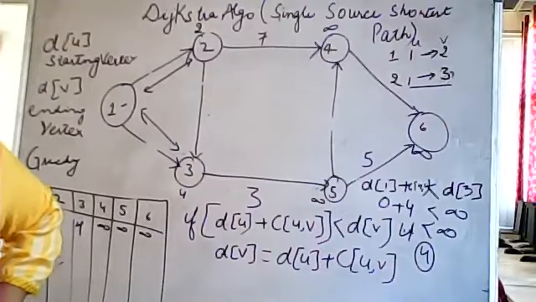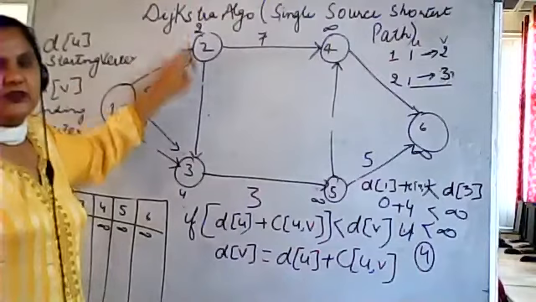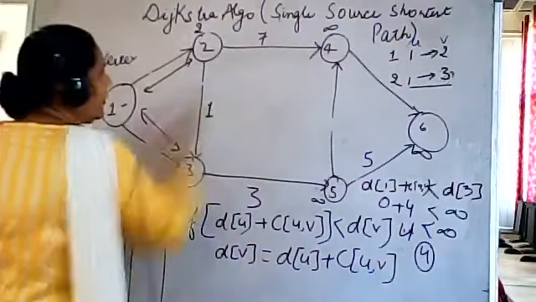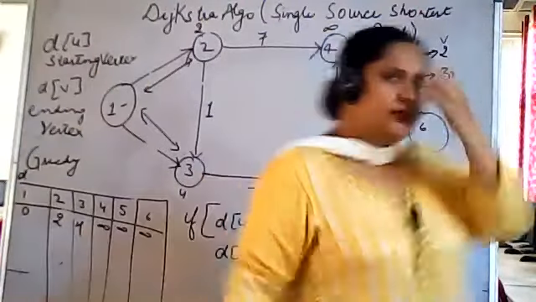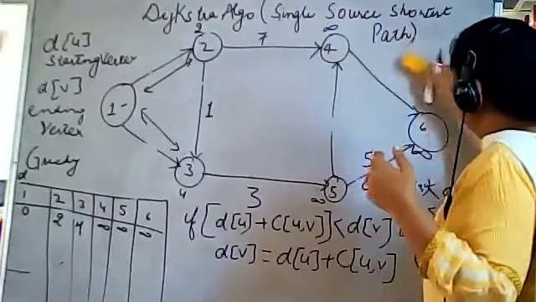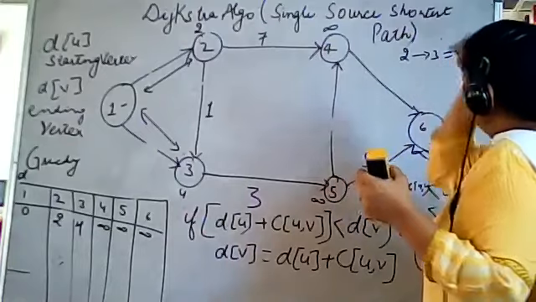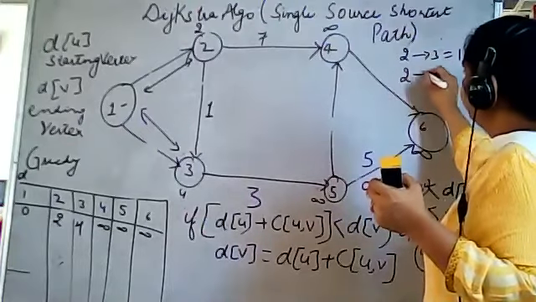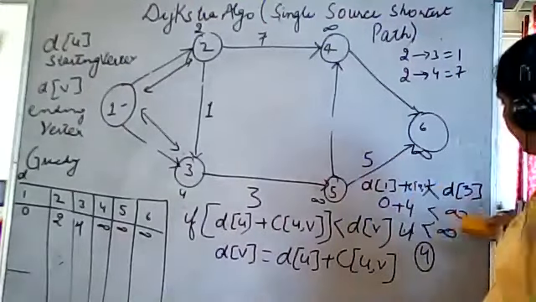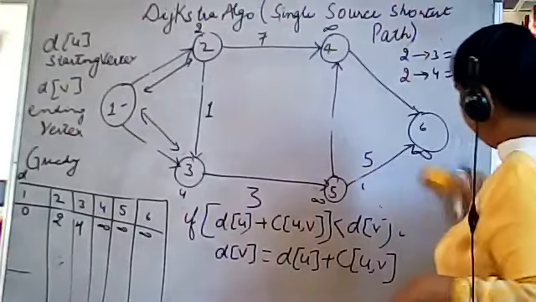Ma'am, node 2 is closest. Node 2 has the smallest weight, so we will find the cost of the edges 2 to 3 and 2 to 4. So let's find out the cost of the edge 2 to 3, that is 1, and 2 to 4, which is 7. Fine. So let's fill it in this formula.